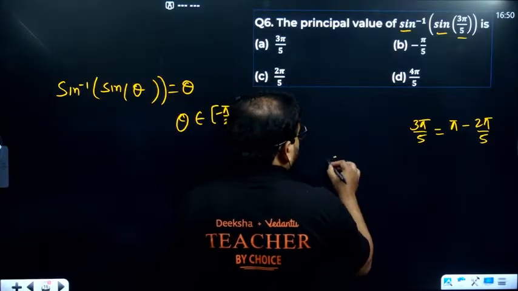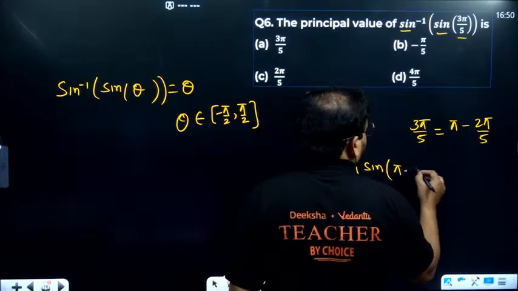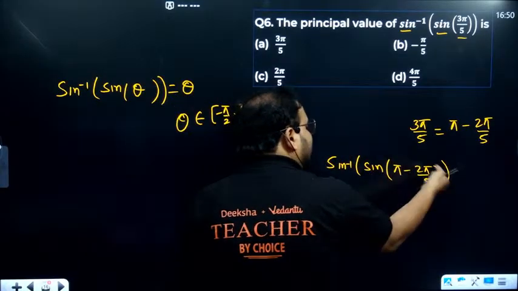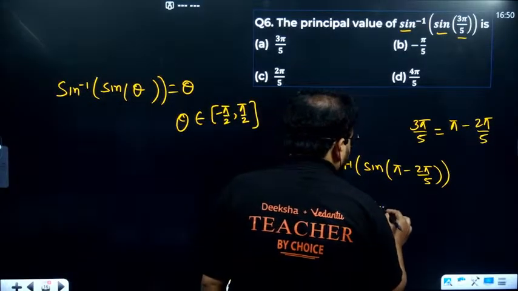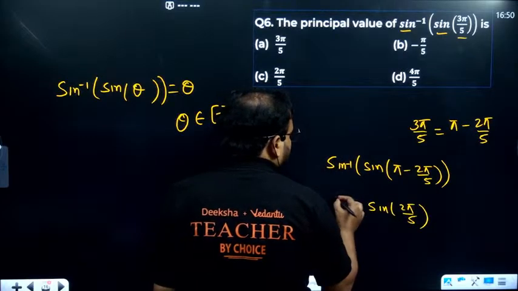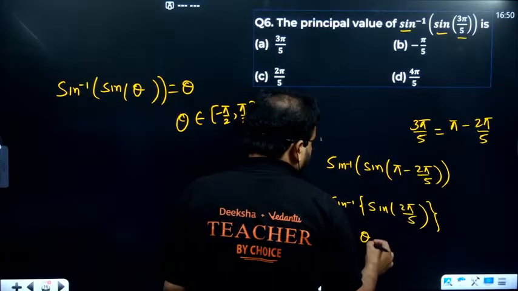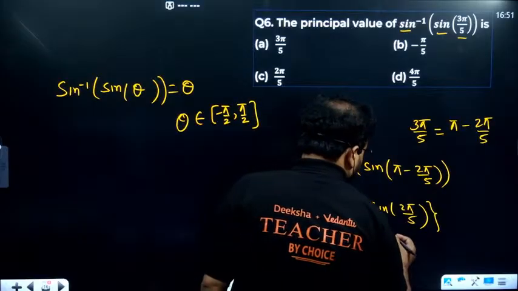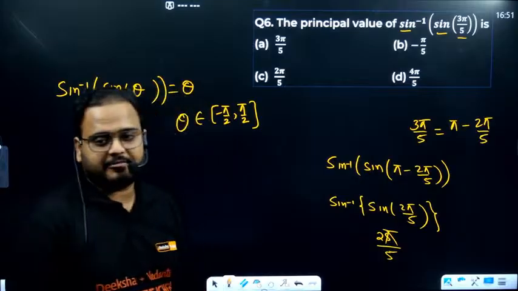Let's try again. The whole thing, sine inverse of sine of pi minus 2 pi by 5. Sine of 180 minus theta is in the second quadrant, so it is sine theta. And what do we have outside? Sine inverse. Sine inverse of sine theta is how much? Now this will become simply theta, which is 2 pi by 5. Does it make sense?